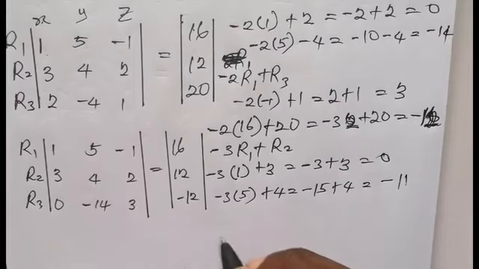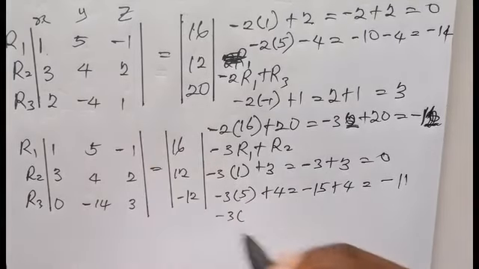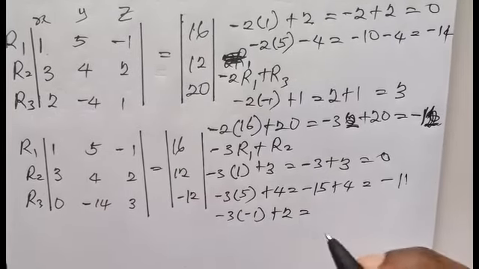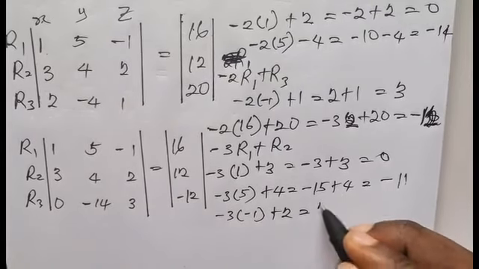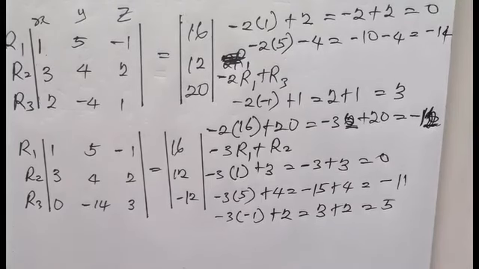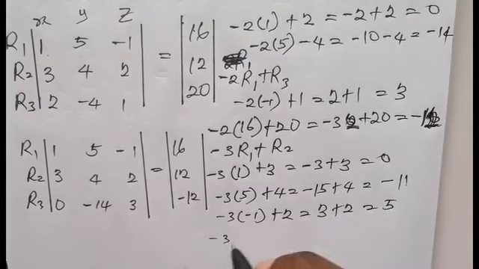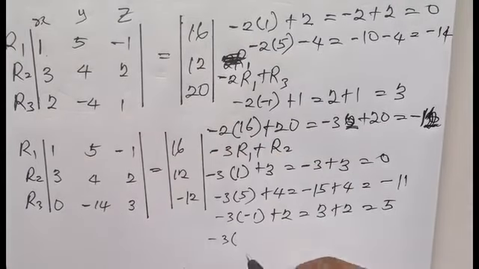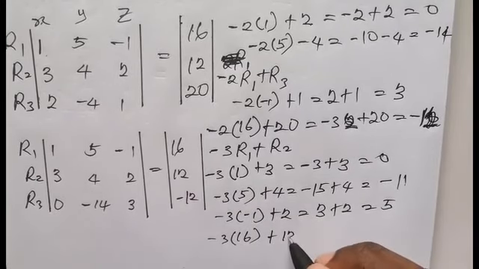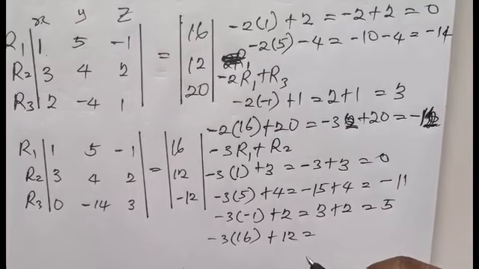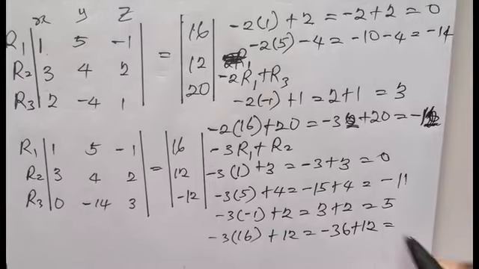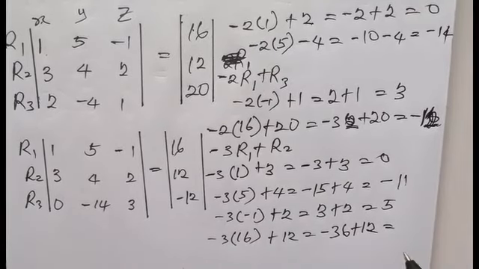Also -3 multiplied by the third element in row 1, which is -1, plus the third element in row 2, which is 2. So this is equal to -3 times -1 gives us +3 plus 2, and this simply gives us 5. We repeat the same for the constant: -3 times the first element in the constant, which is 16, plus the second element, which is 12. So this is equal to -3 times 16, that gives us -48 plus 12, and this simply gives us -36.